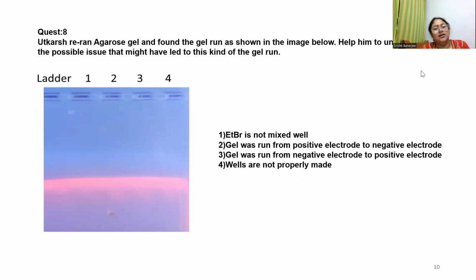So again, a person had redone an agarose gel. He just redid that gel and he found that the gel run was like that. This is how he got his gel. So let's interpret what might have been the issue. Those are your answers and we can have a discussion.